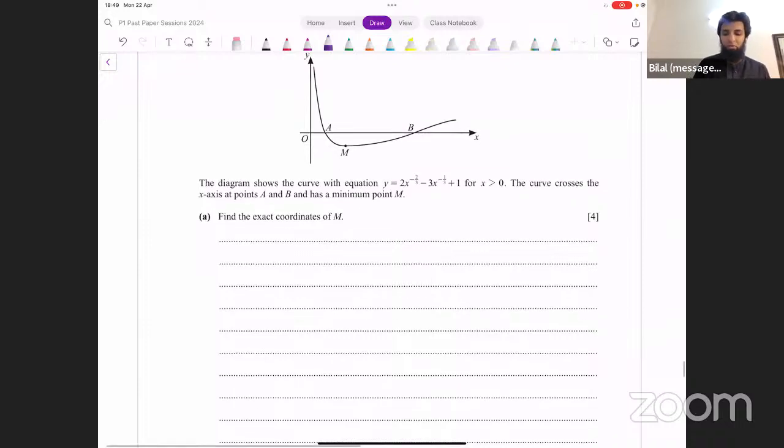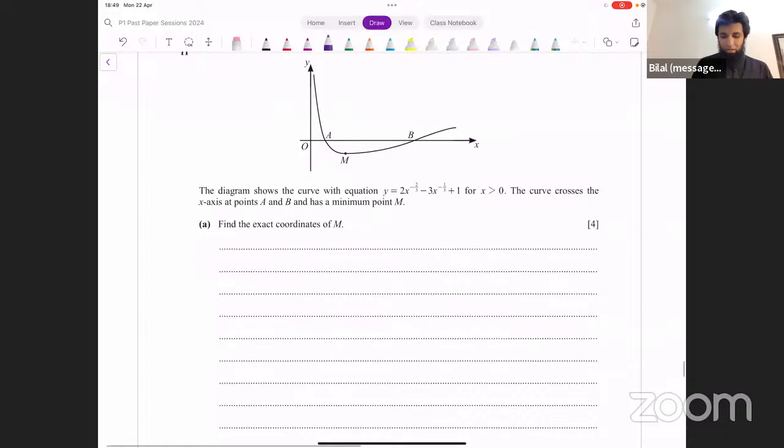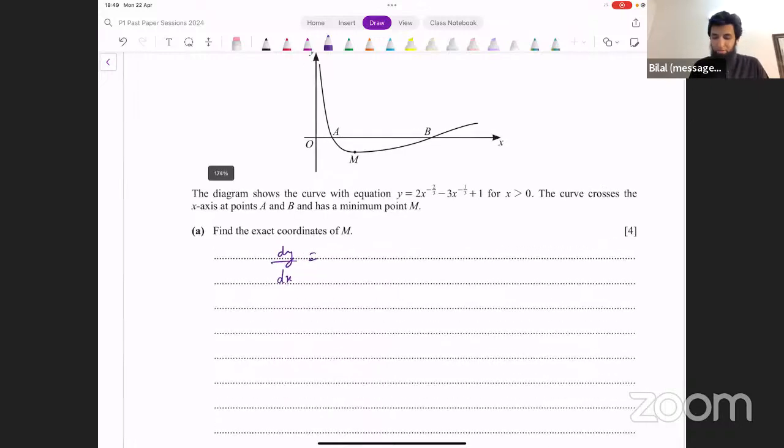How do you find the turning point of a function? You differentiate it, put that equal to 0. It's not a quadratic function, right? So for quadratic functions, you have other methods as well. For any other function, you have to use differentiation. Let's differentiate it, dy over dx. What's the derivative of this function?